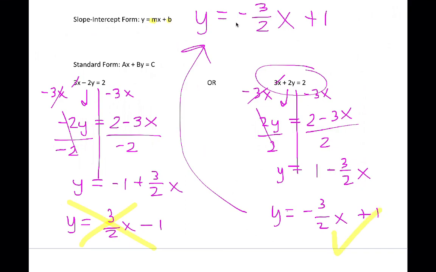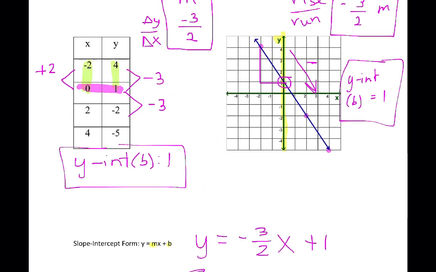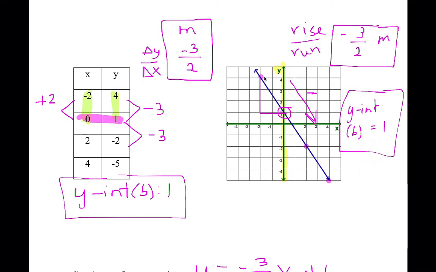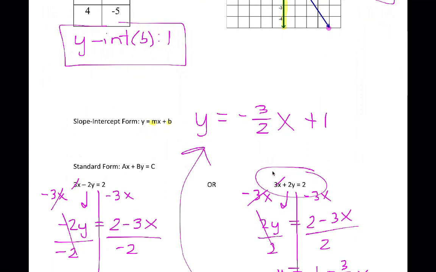So this line right here, I can write the equation of that line in slope-intercept form, which is y equals negative 3/2 x plus 1. Or I can write it in standard form, which looks like 3x plus 2y equals 2. And remember, the way I could tell which one it was in standard is I solved for y. Once I solved for y, I compared to what I wanted here.